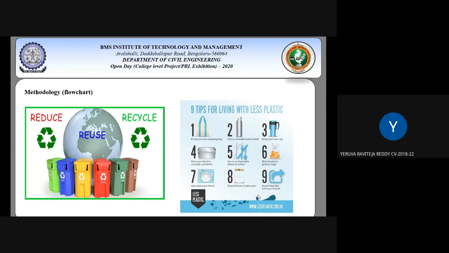Skip the plastic produce bags. Slow down and dine in. Store leftovers in glass jars. Share these tips with your friends and neighbors. Now Darshita will continue.